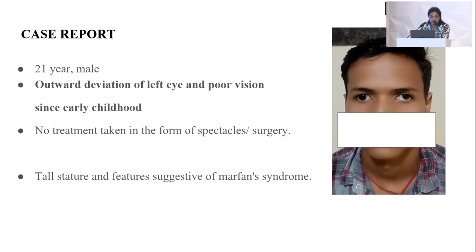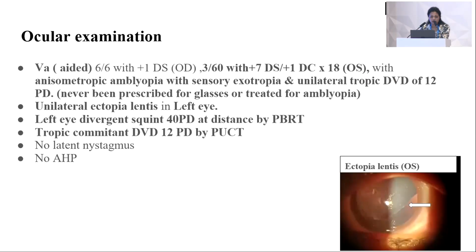This is a case of a 21-year-old male with outward deviation of the left eye and poor vision since early childhood. No treatment was taken in the form of spectacles or surgery. There is also tall stature and features suggestive of Marfan syndrome. Best corrected visual acuity was 6/6 in the right eye with +1 diopter sphere, and 3/60 with +7 diopter sphere and +1 diopter cylinder in the left eye, with anisometropic amblyopia, sensory exotropia, and unilateral tropic DVD of 12 PD.